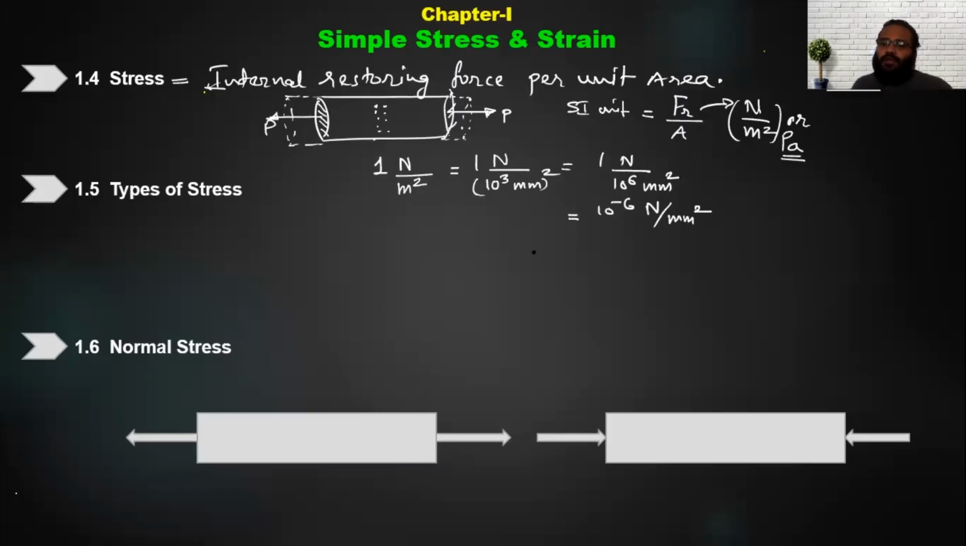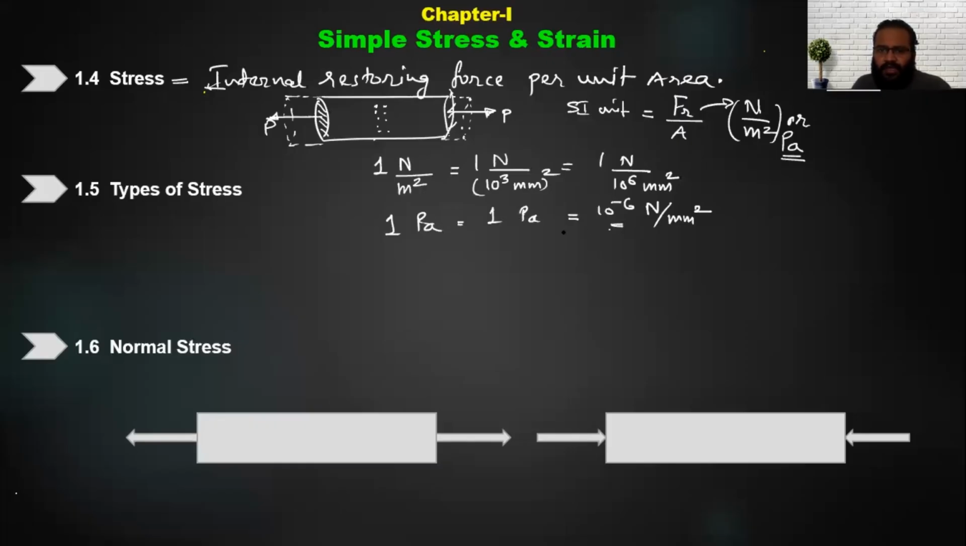Okay, Newton per millimeter square. So 1 Newton per meter square is 10 raised to minus 6 Newton per millimeter square. Now you can see this 1 Newton per meter square here, right? Can I write this as 1 Newton per meter square is nothing but 1 Pascal? So I can write this as Pascal. Okay, so here also 1 Pascal is equal to 10 raised to minus 6.